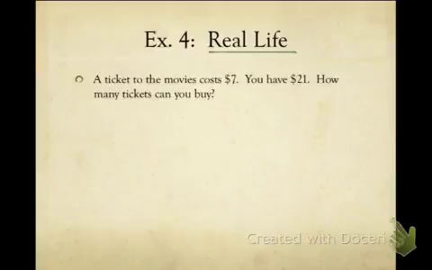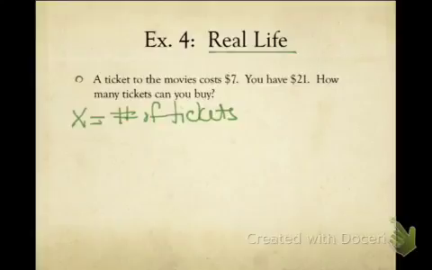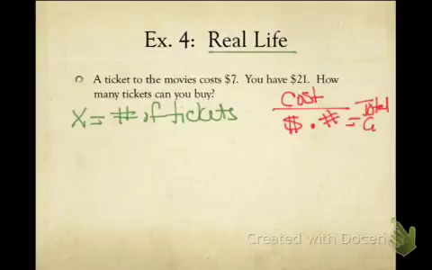So the first thing to do is to look at what is it that I'm looking to find. I'm looking at how many tickets can I buy. So I'm going to choose my variable to represent the number of tickets. And I like to choose X, but you can use whatever letter you want. From there, what you have to remember is the cost formula. Now the cost formula says how much does something cost times how much do I buy, how many tickets do I buy, equals the total cost. And that's a formula that you want to hold on to.